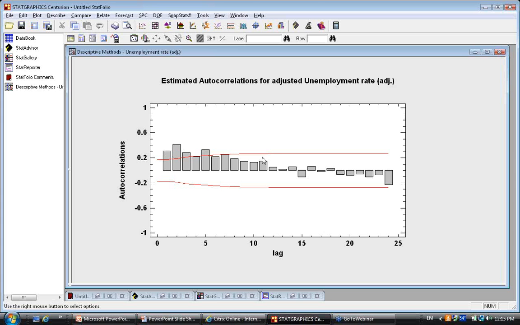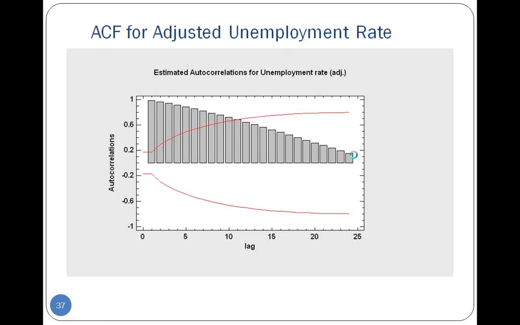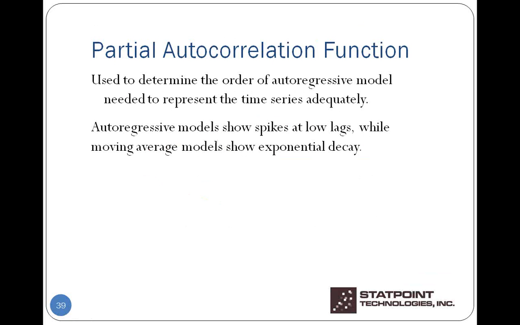Now, one of the other tools that Statgraphics provides in the descriptive methods procedure is something called the partial autocorrelation function. The partial autocorrelation function is used to determine what order of autoregressive model would be necessary to describe a time series, or to describe, in this case, the differences. And it's just the reverse of the autocorrelations. In a partial autocorrelation function, autoregressive models will show spikes at low lags, while moving average models will show exponential decay.